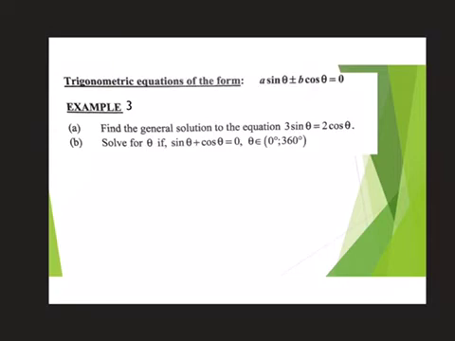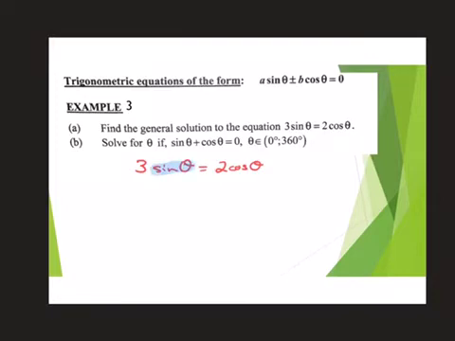So this one says, find the general solution to the equation of 3 sine theta equals 2 cos theta. Okay, so now this is a situation where you have sine of an angle on one side. Doesn't matter what else is with it.